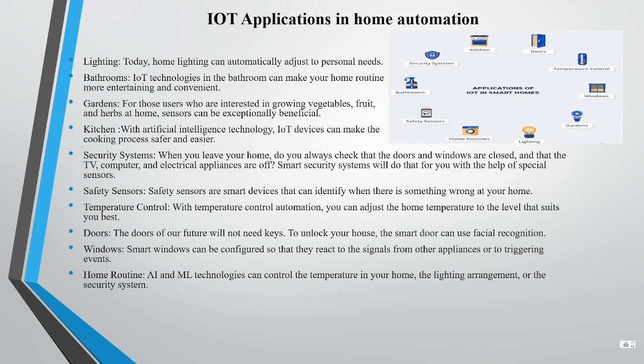So we'll see the applications of IoT in home automation. There are 10 applications: lighting, bathroom, gardens, kitchen, security systems, safety sensors, temperature control, doors, windows, and home routine.